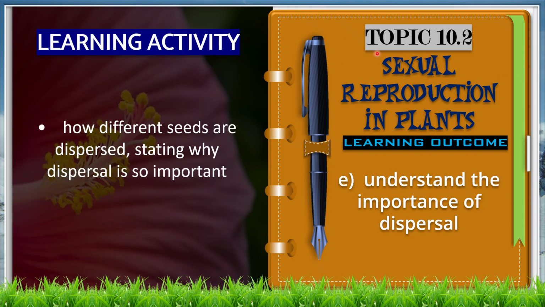I welcome you to topic 10.2, sexual reproduction in plants. We are looking at learning outcome E: understand the importance of dispersal. We are going to look at the learning activity, how different seeds are dispersed, stating why dispersal is so important.